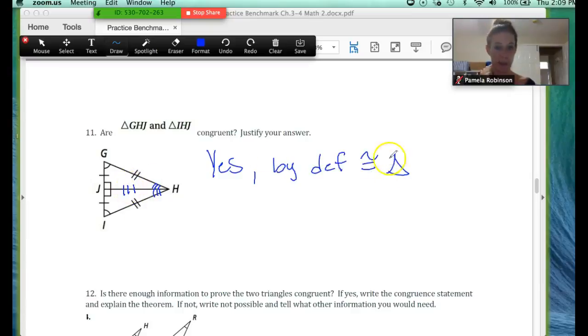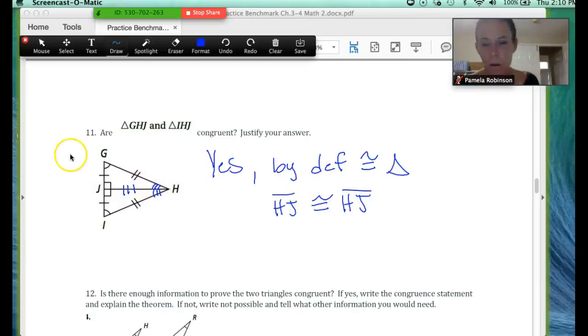You could use that, by the definition of congruent triangles, because you have given me HJ is congruent to itself because of the reflexive property. And then you have the third angle theorem to give me this. So basically you just have it all. You have it all. Okay, let's go on to number 12.